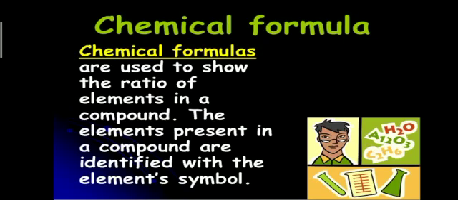The next topic is chemical formula. What is a chemical formula? It is an abbreviation used for the full name of a compound with the help of symbols. In other words, the symbolic representation of a molecule of a compound is called a chemical formula. For example, the chemical formula of water is H2O. The chemical formula of glucose is C6H12O6, and for sugar it is C12H22O11. For sodium nitrate it is NaNO3.